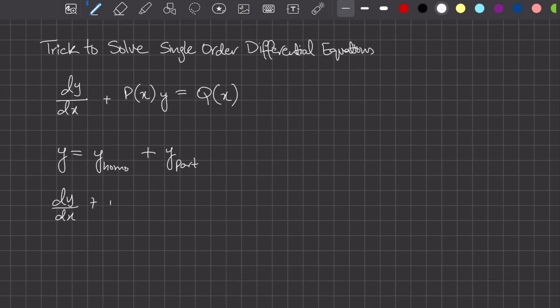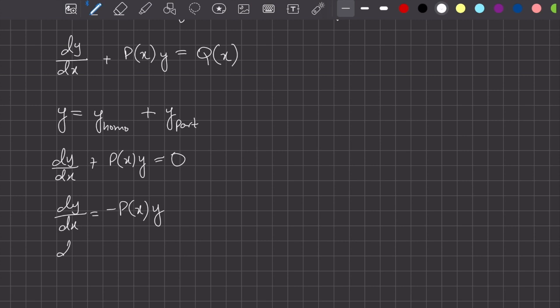We consider the case that q is 0. This makes the equation homogeneous. To solve this, we take the p times y to the other side and cross-multiply to get the y terms on one side and the x terms on the other. This way we can integrate this.